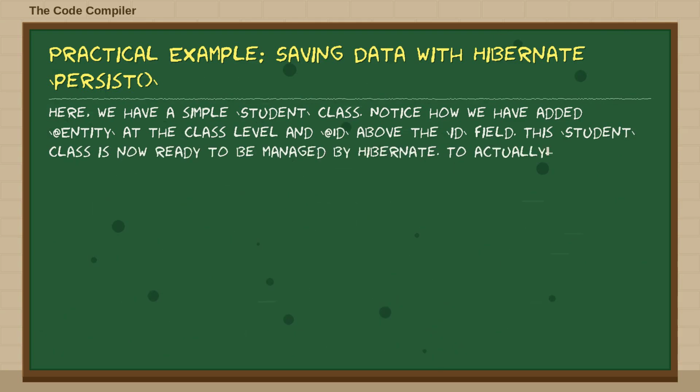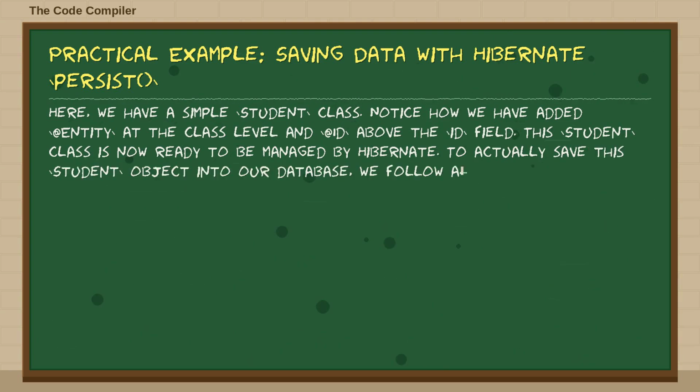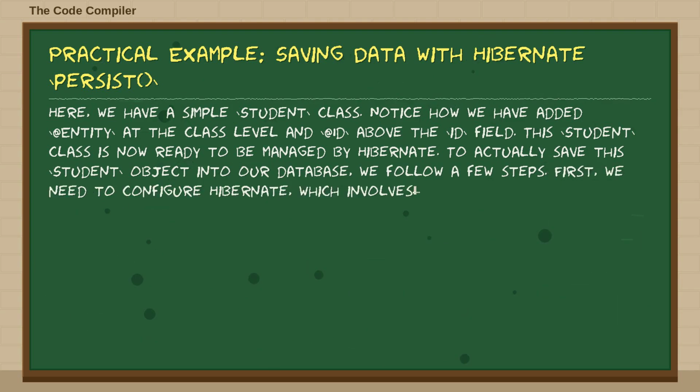To actually save this student object into our database, we follow a few steps. First, we need to configure Hibernate, which involves setting up details like database connection information. Then, we obtain a session factory, which is like a factory for database sessions. From the session factory, we open a session. Think of a session as a temporary conversation with the database.